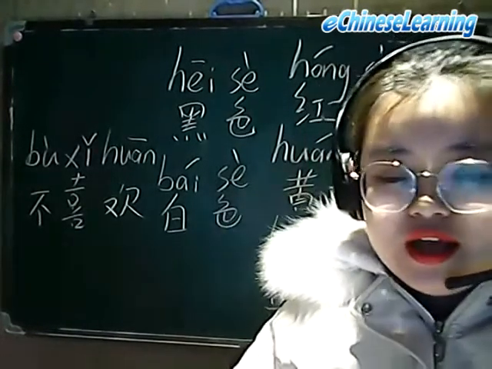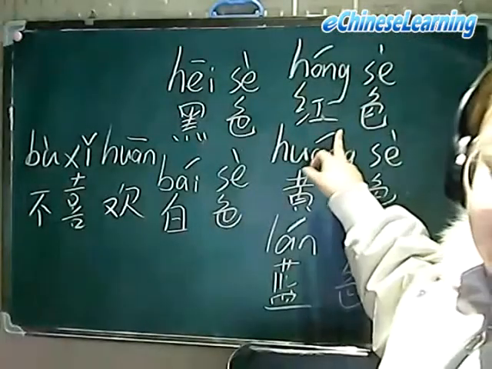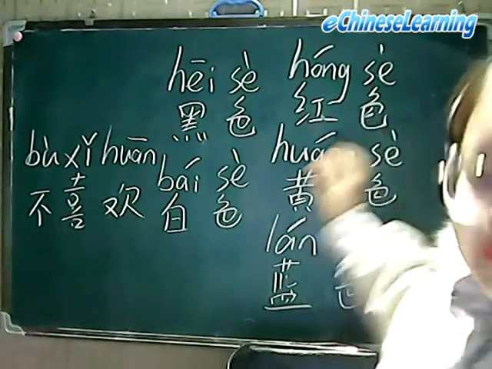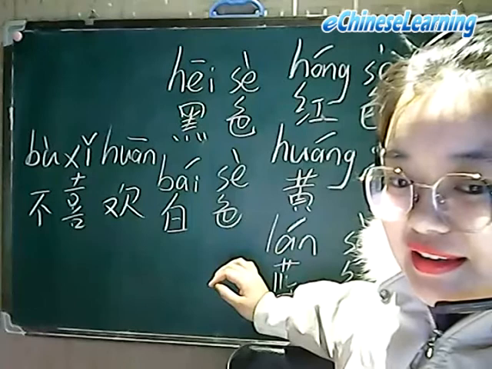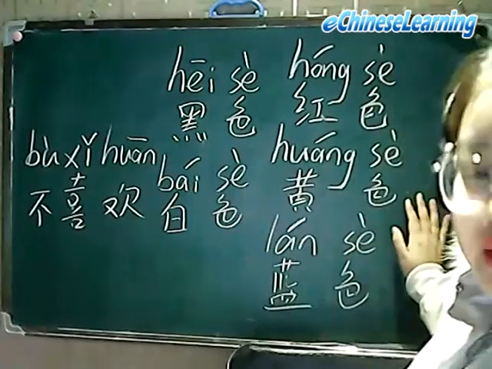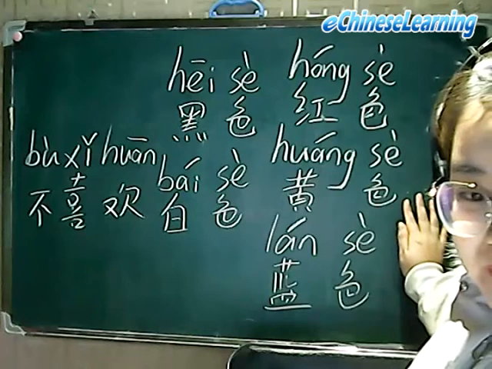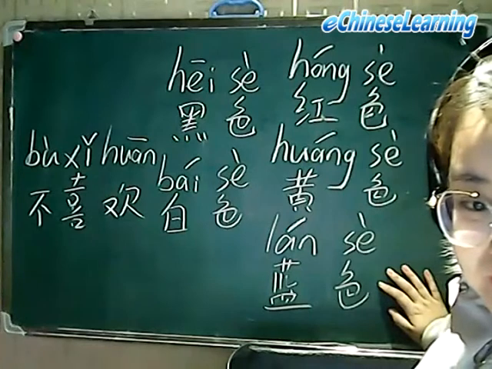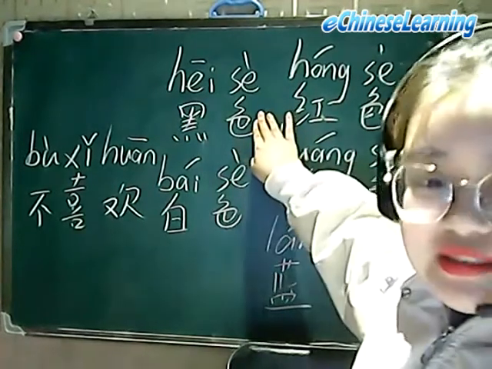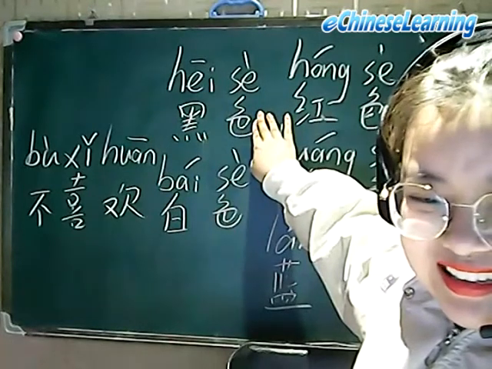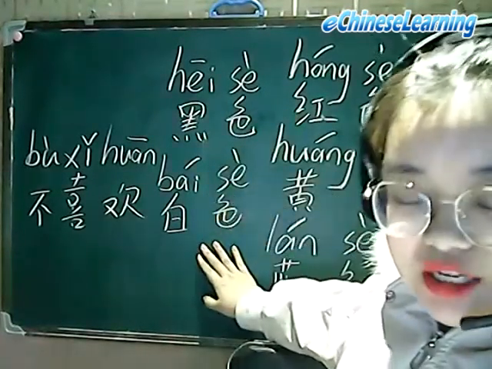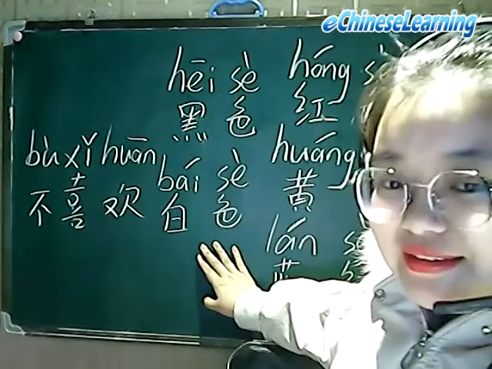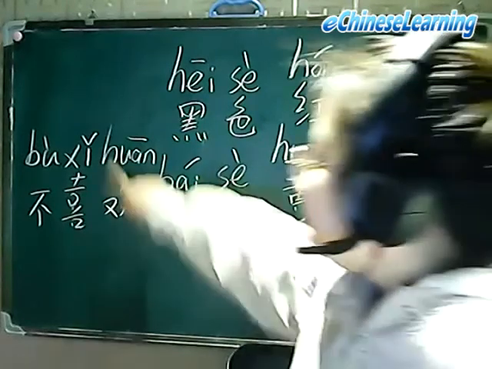Okay, so how about 红色? Do you like it? 喜欢. Yes. And how about 黄色? Oh, yes, 喜欢 and 蓝色. Great, 喜欢 and 黑色. Great, 不喜欢 and 白色. Great, 喜欢. Yes.